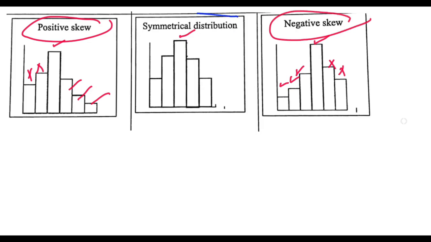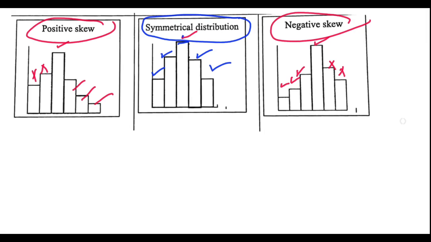This is a perfectly symmetrical histogram distribution, it has no skew. So you can see this is the mode in the middle. This side is 2 bars and this side is as well 2 bars. So there is no skew. So this is a perfectly symmetrical distribution, or you can say a perfectly symmetrical histogram.